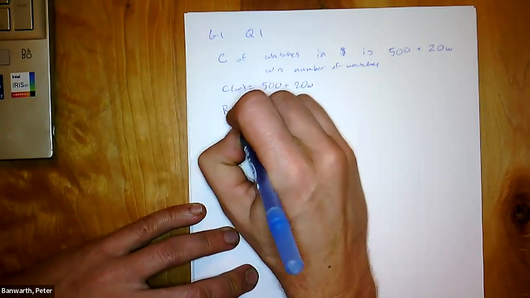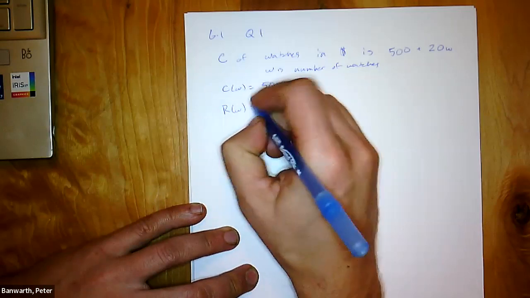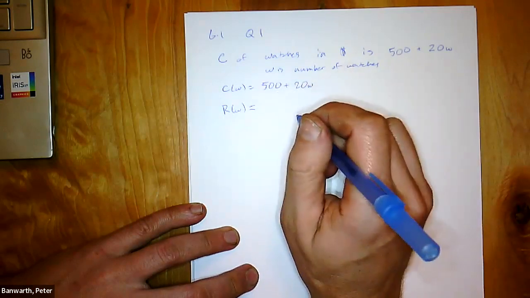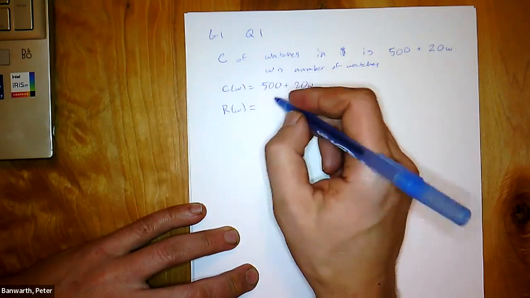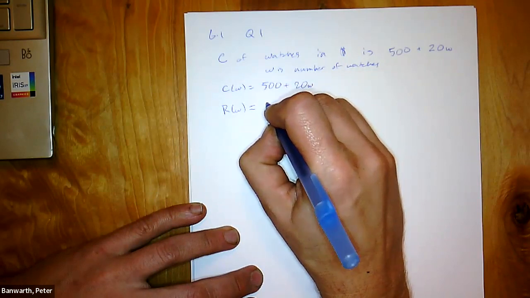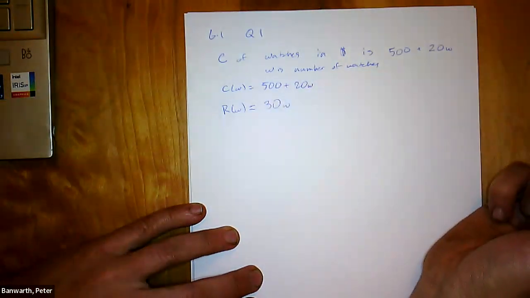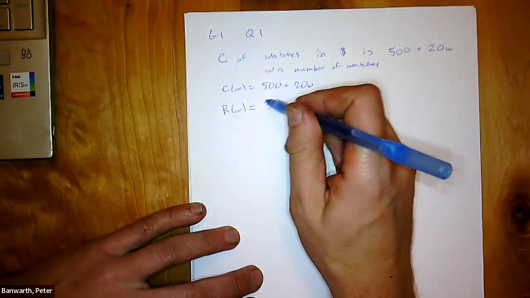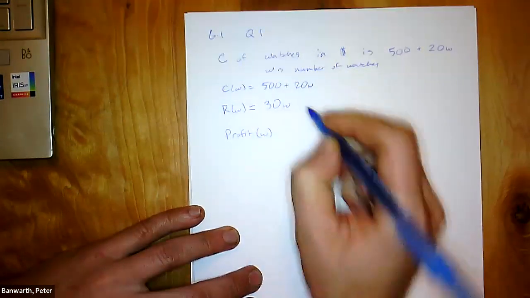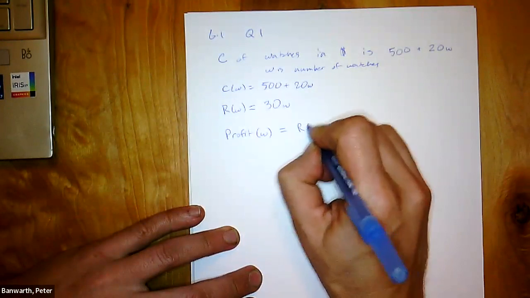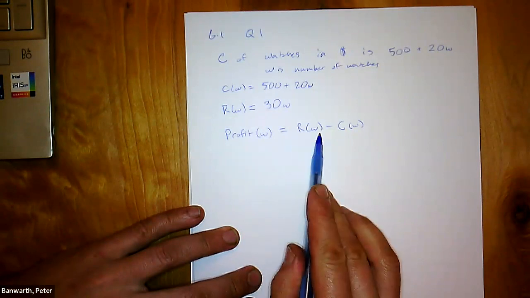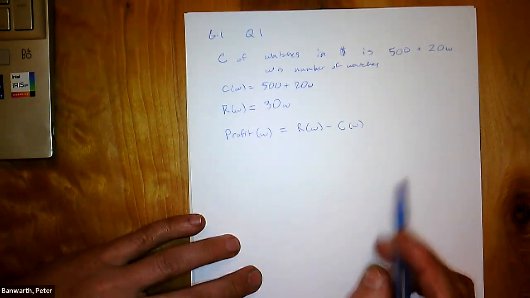And the revenue, let's see, is going to be, this is often just a straight multiple, and you better hope it's more than what your cost was. So let's say the revenue is $30 per watch. So for every watch you sell it for 30. That's actually the price right there. Now I can come up with a new function, profit. And the profit is revenue minus the cost, right? It's how much money you make minus how much money you spent.